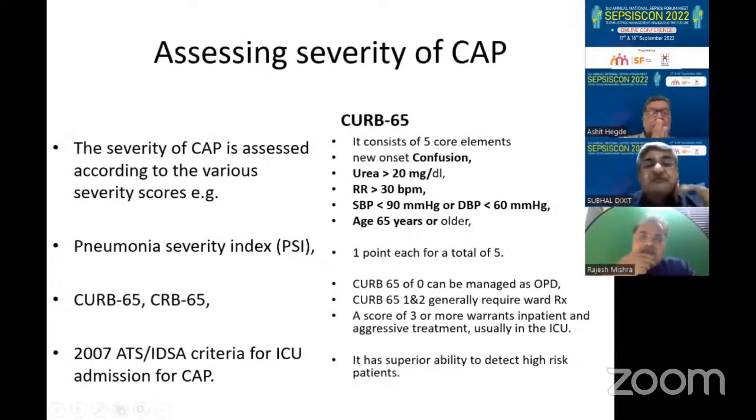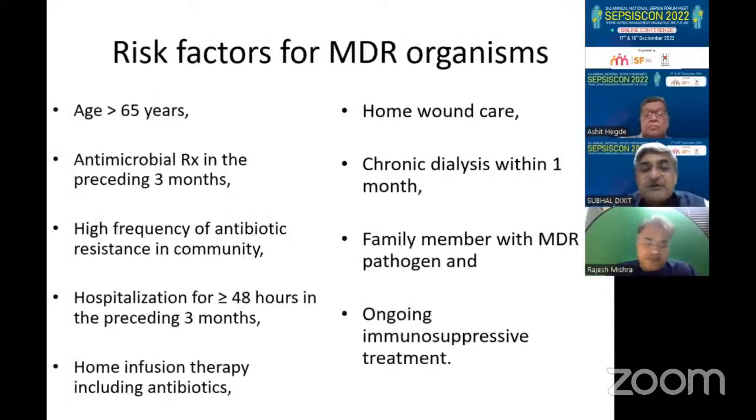And very nicely covered by Rajesh, to assess the severity, depending upon the severity index or the CURB-65 criteria, which consists of urea, the respiratory rate, the systolic and diastolic blood pressure, and if the age is above 65, we give 1 point to each for a total of 5. And of course, as Rajesh said, if the patient's CURB-65 is 1 or 2, they require a ward, but if the severity is very high, these patients have to be aggressively managed in the intensive care unit.